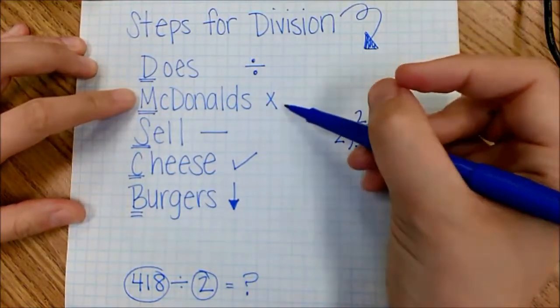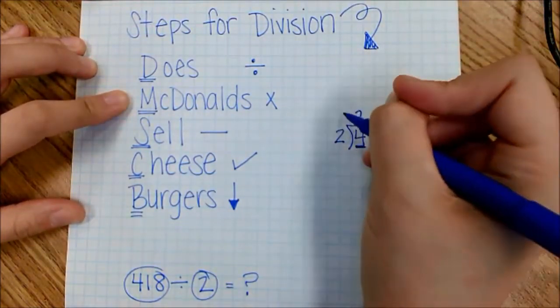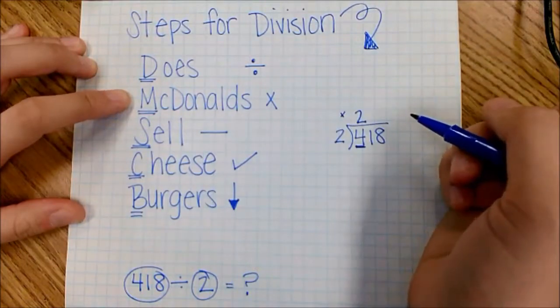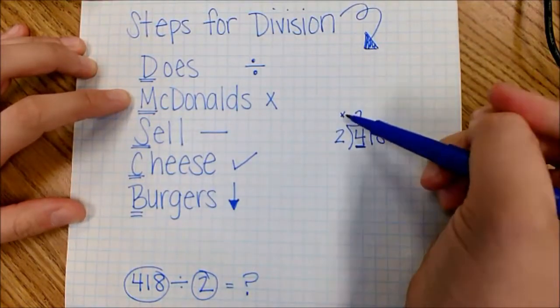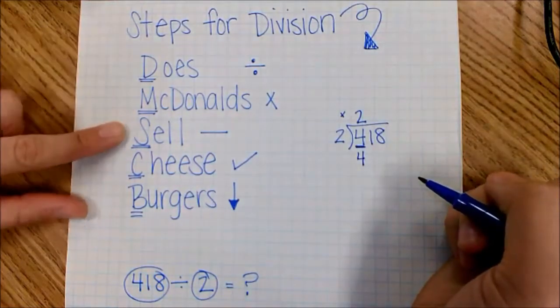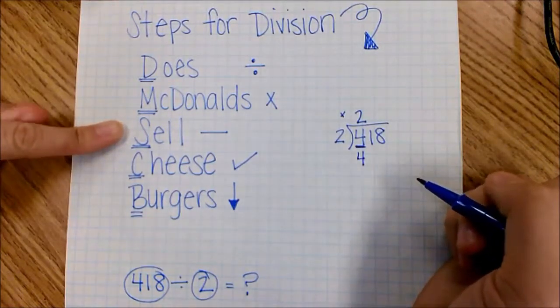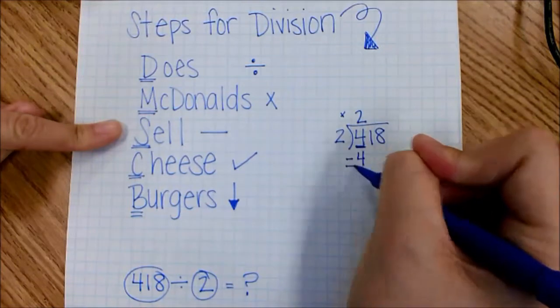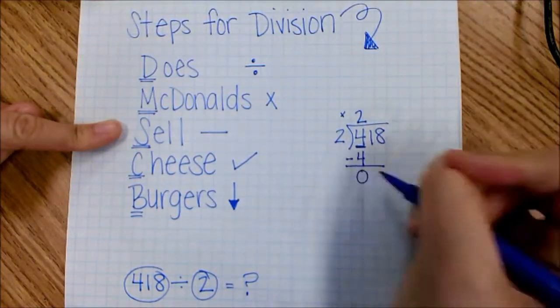So then my next step is to multiply. So now I'm putting an imaginary multiplication symbol out there. I'm saying 2 times 2, and that's going to give me 4. So then my next step is to sell, or subtract. So I'm going to subtract 4 minus 4 and get 0.